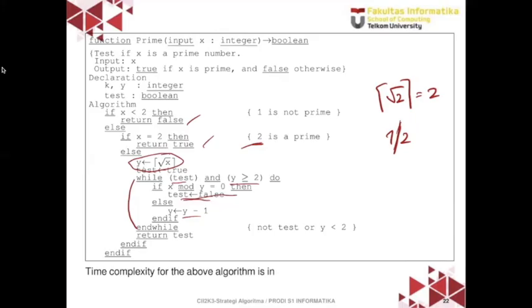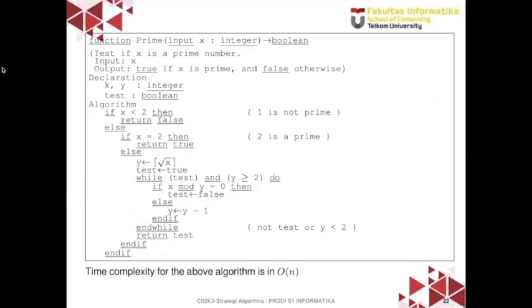And if we consider complexity, here we have one loop, which iterates square root n times at the maximum, in the worst case. So the complexity is in big O square root of n.